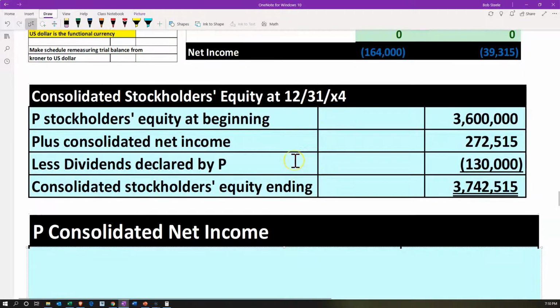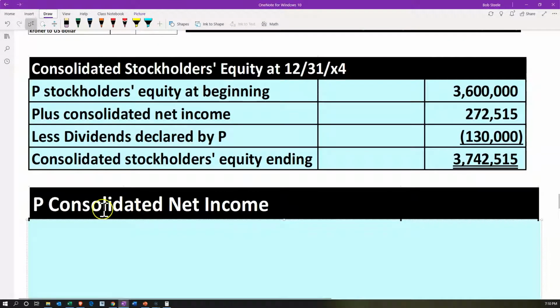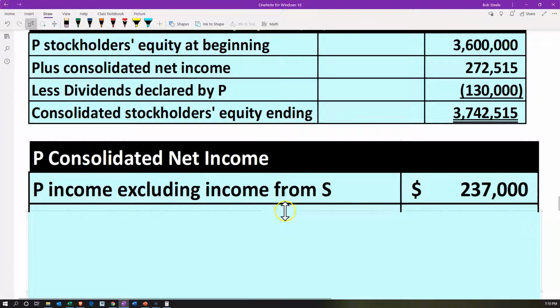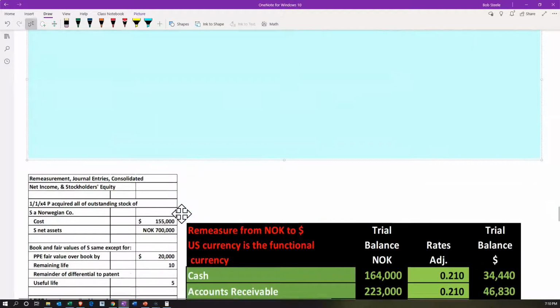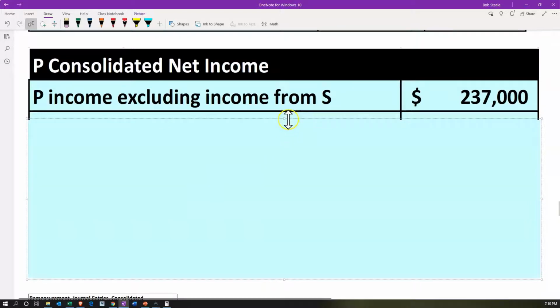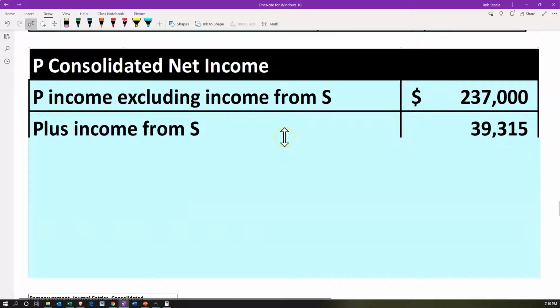Now we're going to skip down a little bit because I want to go to the consolidated net income. So we'll calculate the consolidated net income now for P. So P's consolidated net income. We're going to start off with P's income excluding income from S. This is going to be given to us in the data. So it was given to us down here. This is going to be the parent company's net income, $237,000. That's a straightforward number because the parent company's books are going to be in dollars.